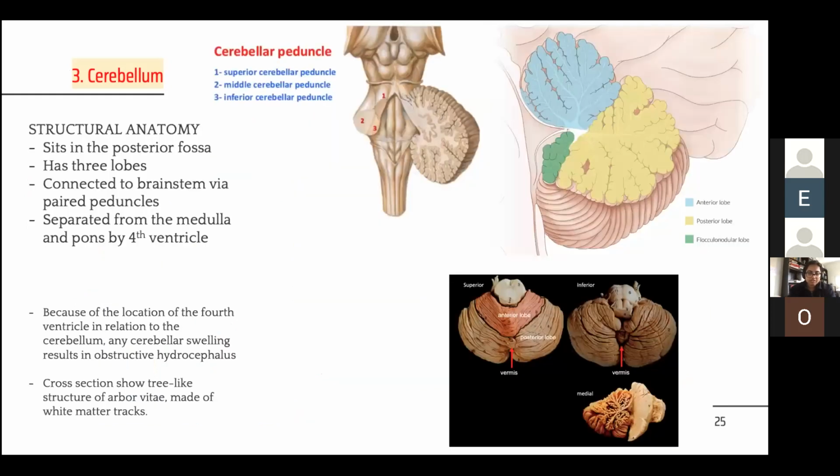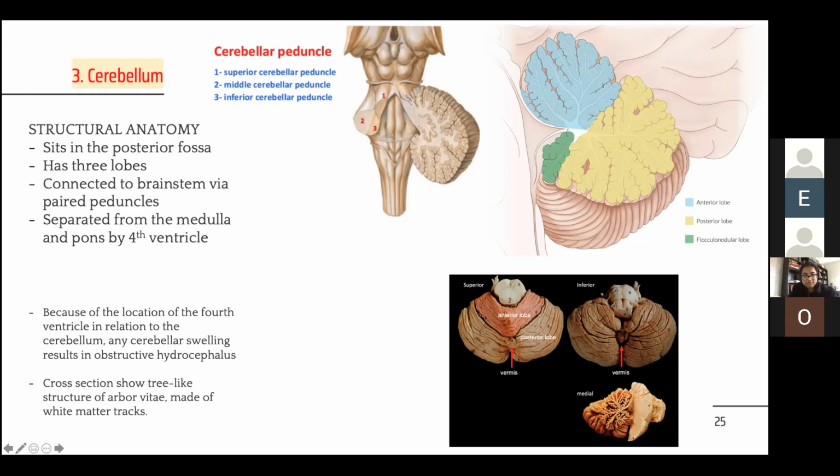So just looking at the structural anatomy, this is what it looks like. It sits in the posterior fossa of the skull. We need to know where all of the nuclei are, as in the nuclei of the cranial nerves. Okay, so the cerebellum sits in the posterior fossa of the skull.